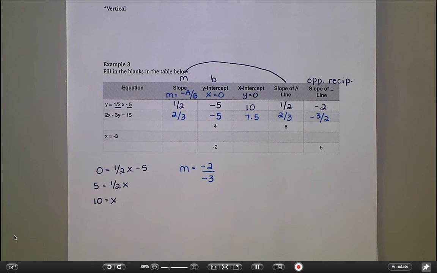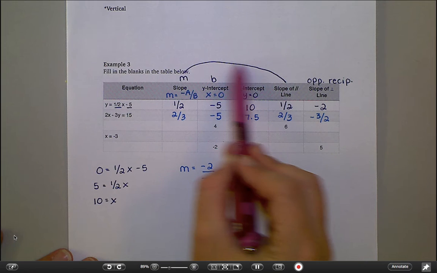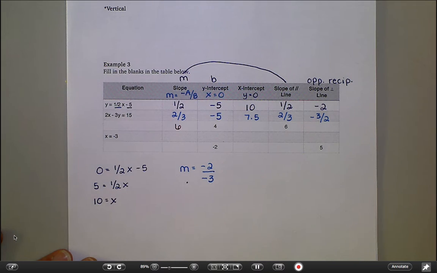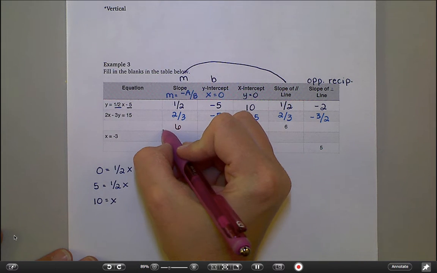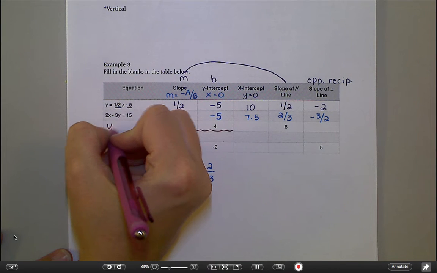Okay, looking to see if I have enough colors to make this work all the way down. Let's see. So in that third line, I don't have an equation, but let's see what we can fill in. I have a 6 here for a parallel line slope, so that means my original slope must also be 6. And once I've got that, here I have my slope and my y-intercept, so I should be able to come up with my equation.